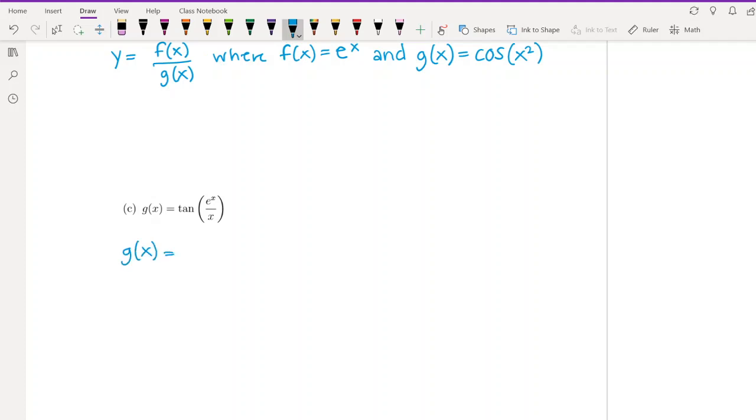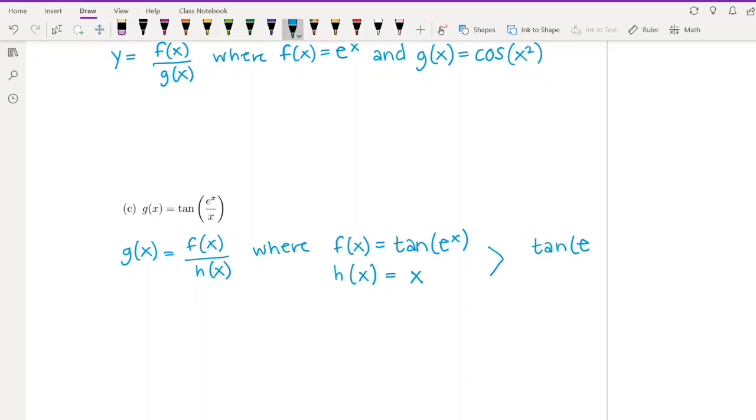Let's try to come up with two functions. Maybe let's call them f of x and h of x. So you might guess, okay, maybe the top function is tangent of e to the x, and maybe the bottom function is x, let's say. So that might be a guess that you'd make at how you could write this as a quotient. But if you tried to put those together, you would get tangent of e to the x over x, which is not our function, right? Our function is tangent of e to the x over x.